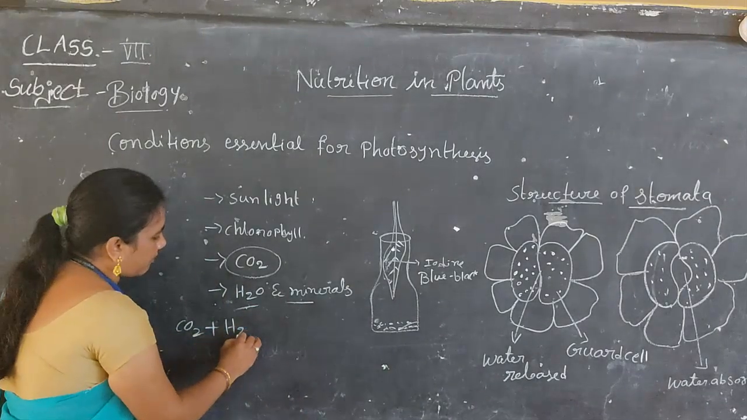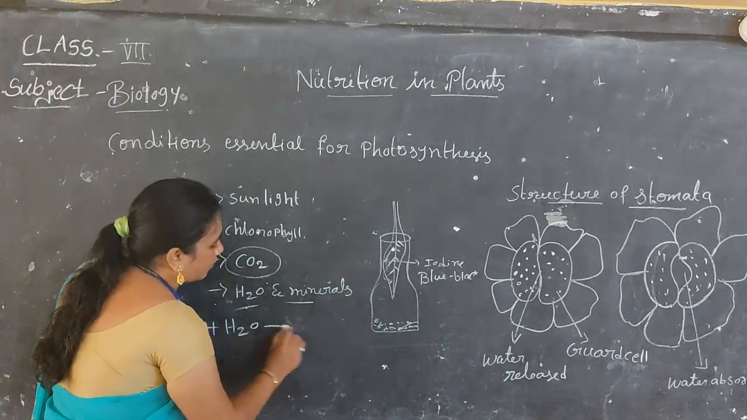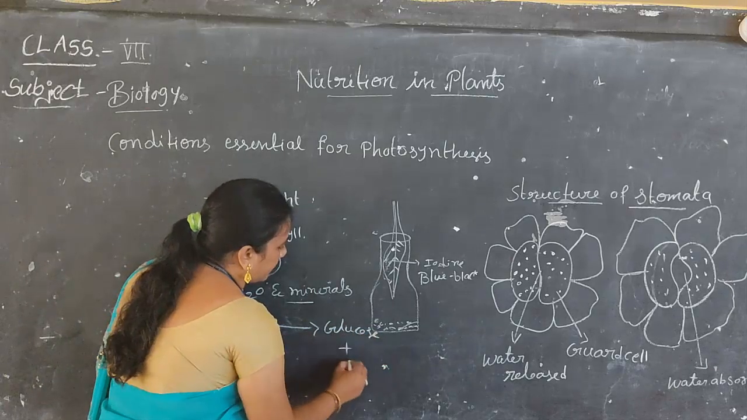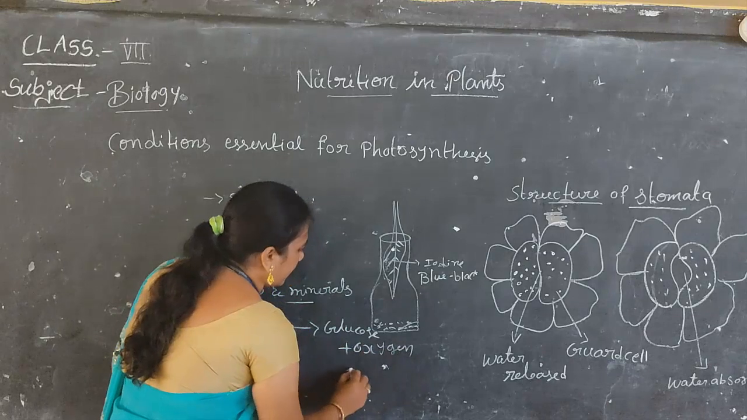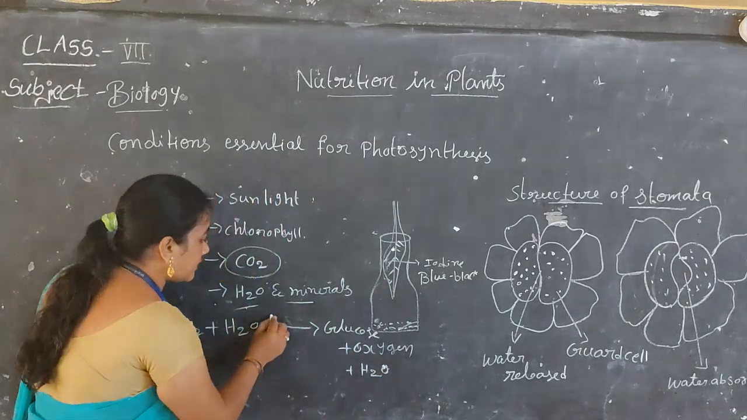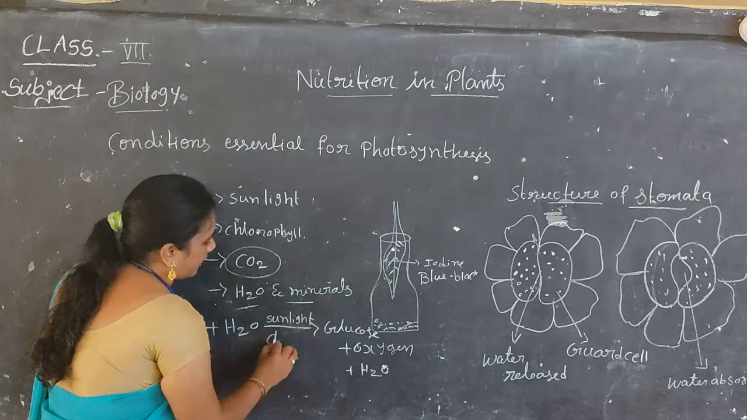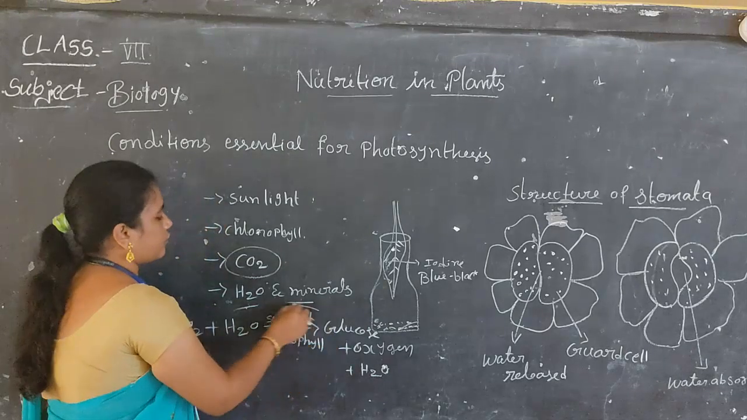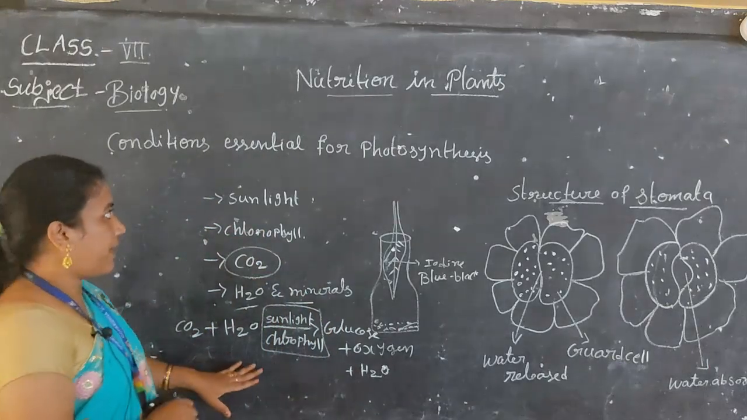CO2 plus H2O, carbon dioxide plus water, gives rise to glucose plus oxygen. It releases some amount of water also into the atmosphere in the presence of sunlight and chlorophyll pigment. So this is important: sunlight and chlorophyll pigment.